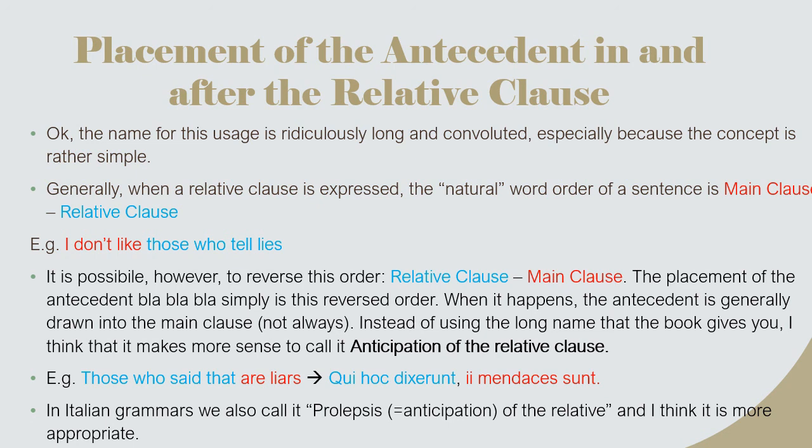And also, sometimes you will not find the antecedent. So if you say, qui hoc dixerunt, mendaces sunt, it is perfectly okay. In Italian grammars, we call it prolepsis, which simply means anticipation. Prolepsis is a Greek word. And that is why I think that it's just easier to call it anticipation of the relative clause, without complicating things too much.